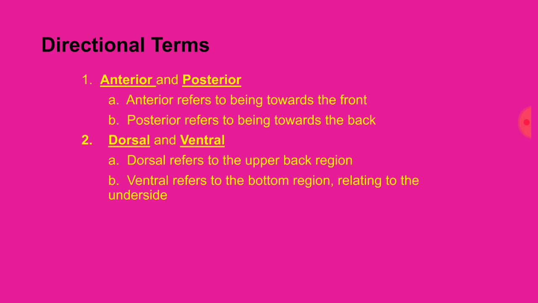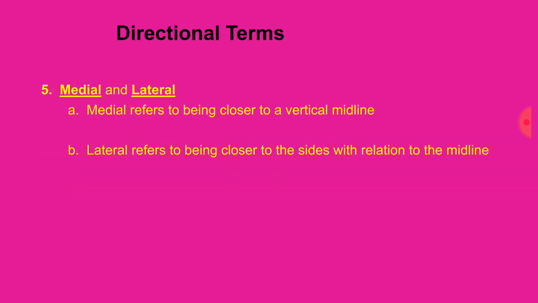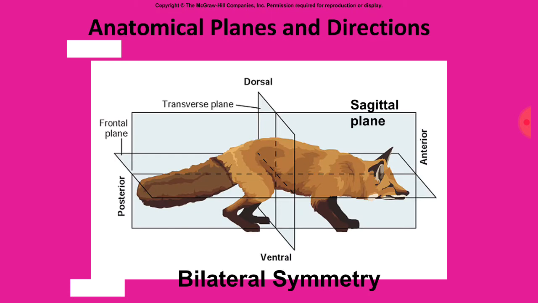Next terms are dorsal and ventral. Dorsal refers to the upper back region. Ventral refers to the bottom region relating to the underside. In this image, you can see the anterior end, that is the head region or cephalic region. That part is called the anterior region. The caudal region or tail region is called the posterior region. And here you can also see the dorsal surface and ventral surface.